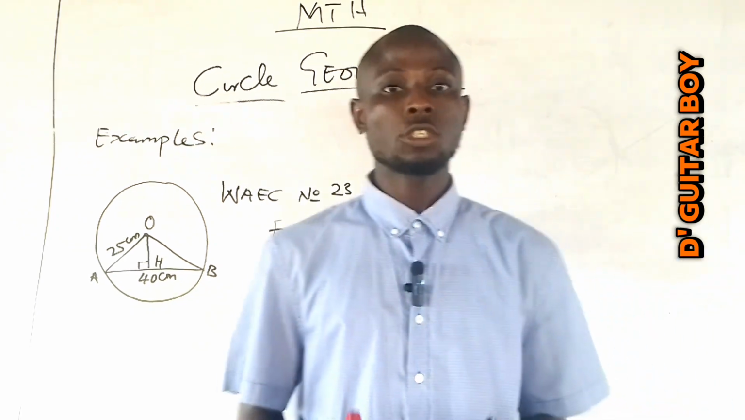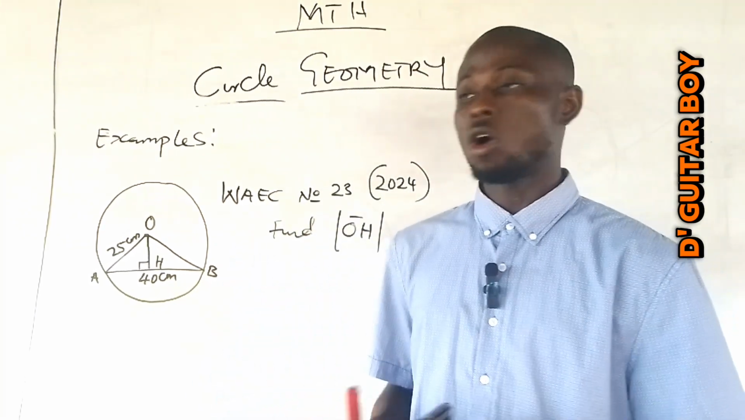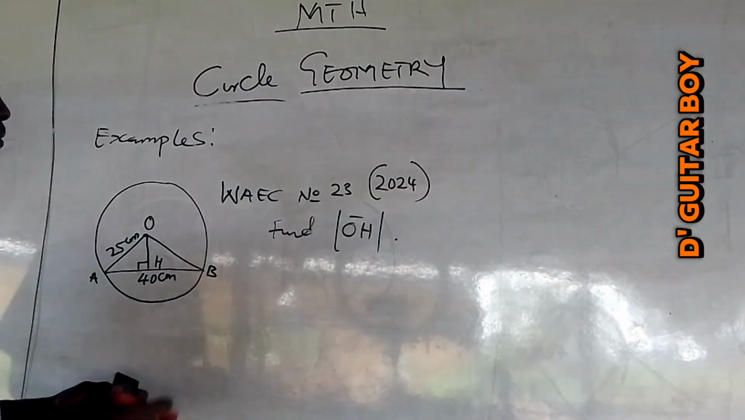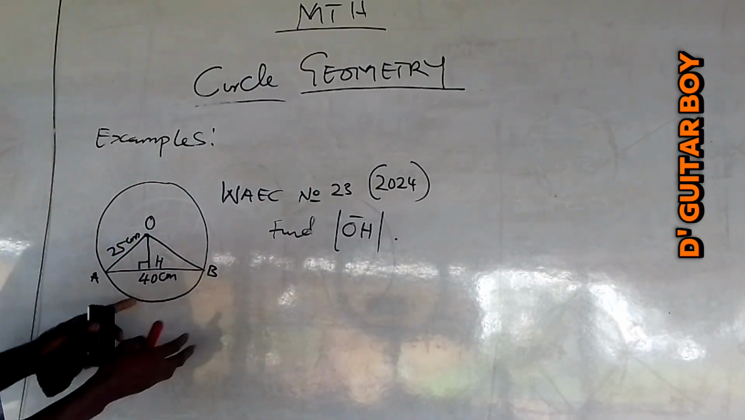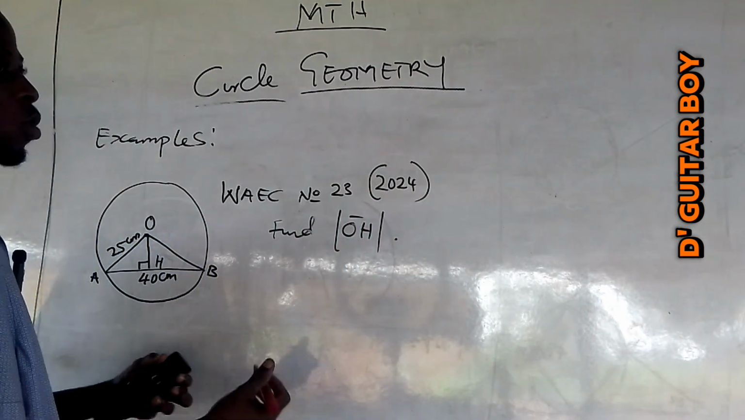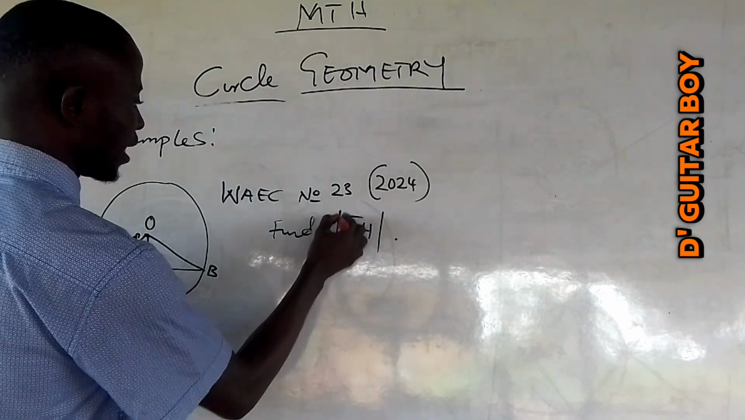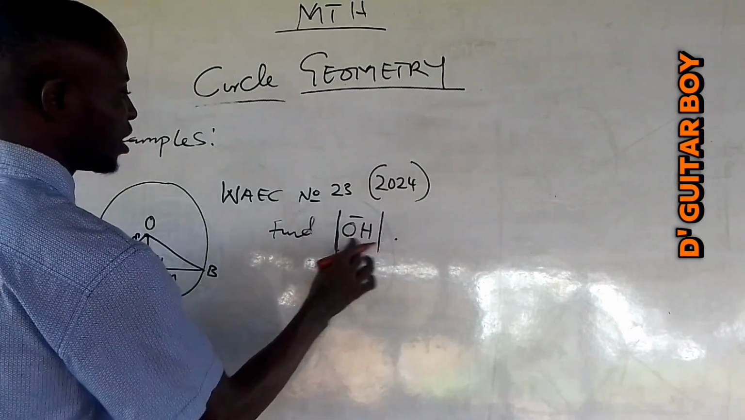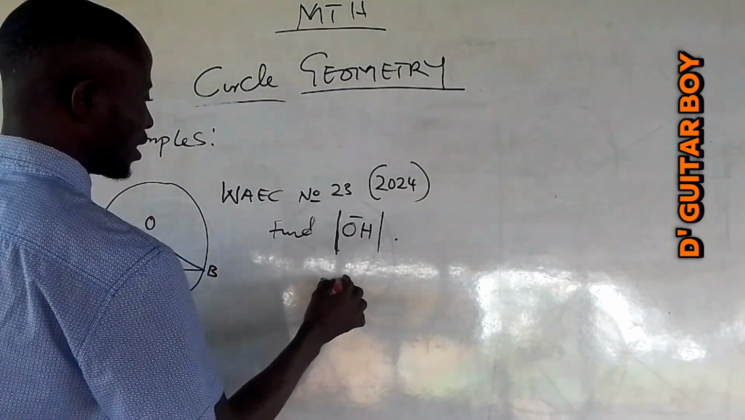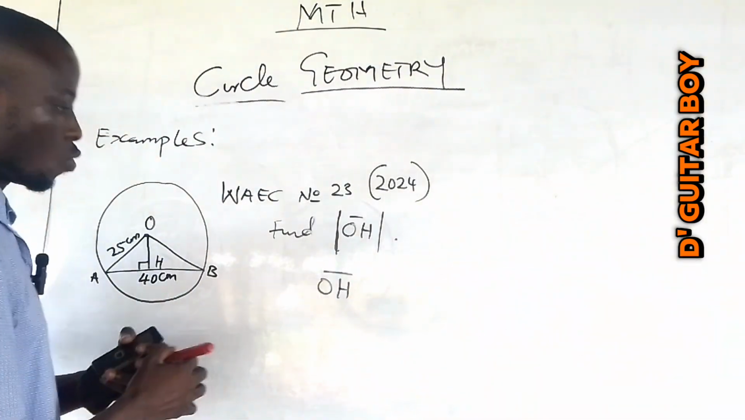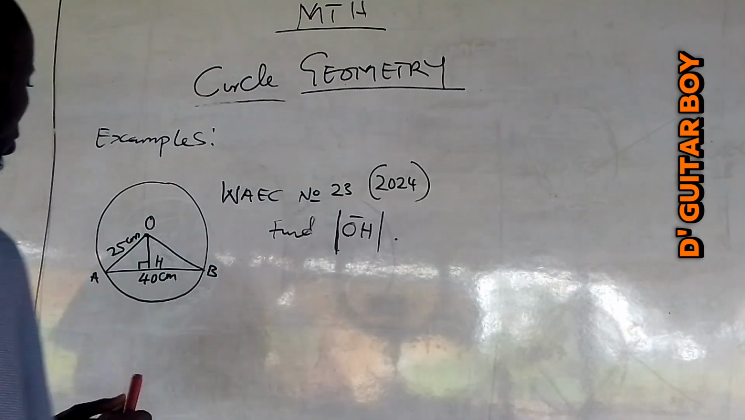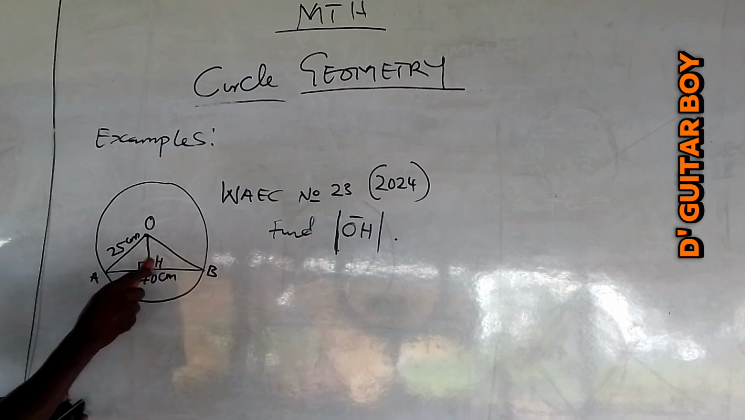Okay, let's solve one question. Let's start solving questions on circle geometry. So let's solve this one we have on the board. This one is saying, from this figure we have here, they ask us to look for OH, line OH. How do you recognize what they mean? When you see this line here and line here, this means line OH, or you might have it like this, line OH. Okay, they ask us to look for what? Line OH. Now where is line OH? Here to here is line OH.